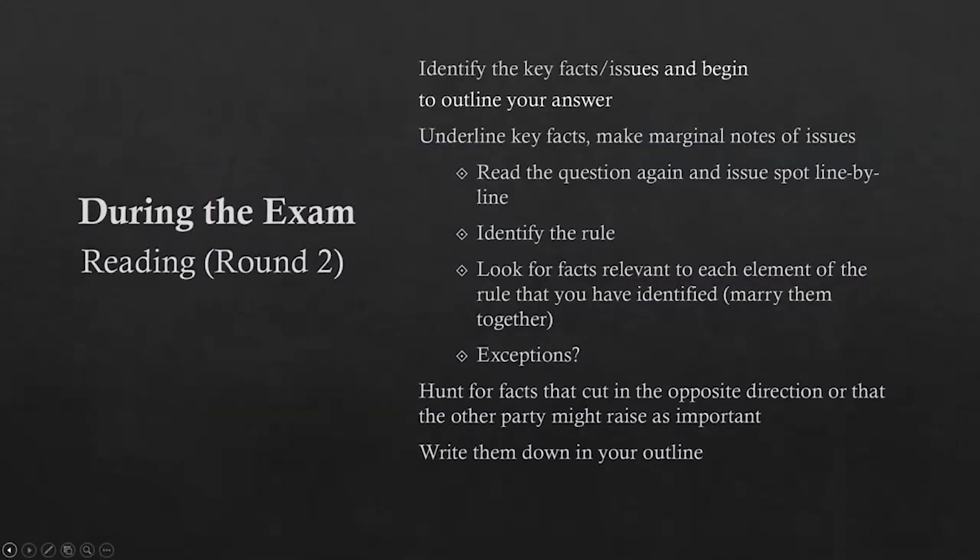Okay, so the second round of reading is when you start to dig in a little deeper. On this read you are going to identify the key facts and issues and begin to outline your answer. So you're going to underline key facts, make marginal notes of the issue spot line by line, identify the rule. Okay, I'm looking at all these facts and it sounds like it's wanting me to analyze assault and battery on this torts question. So you look for facts relevant to each element of the rule.